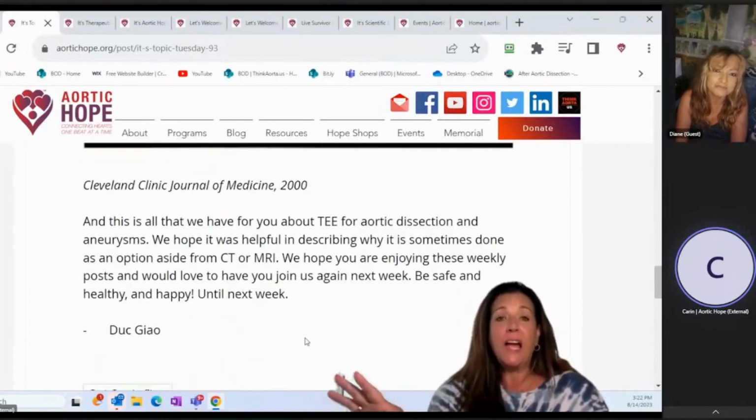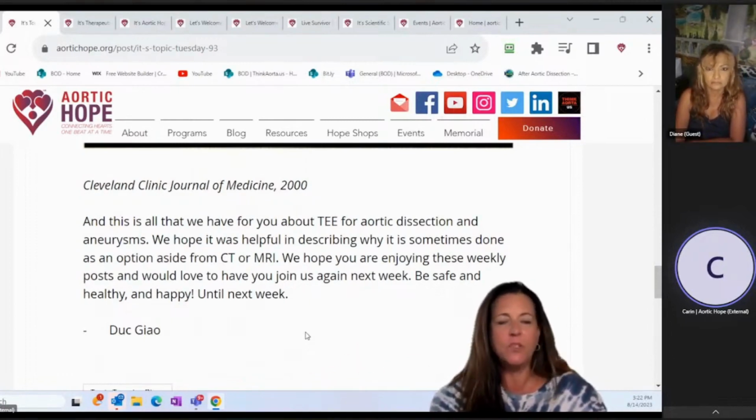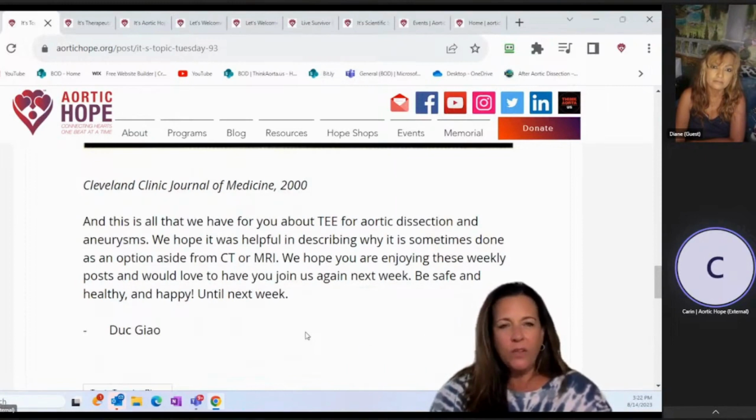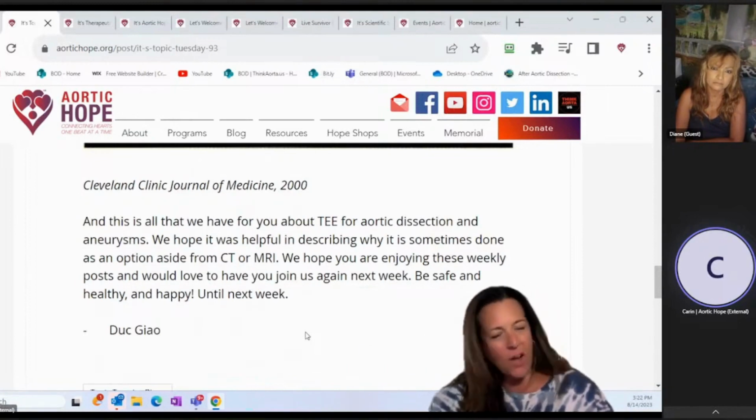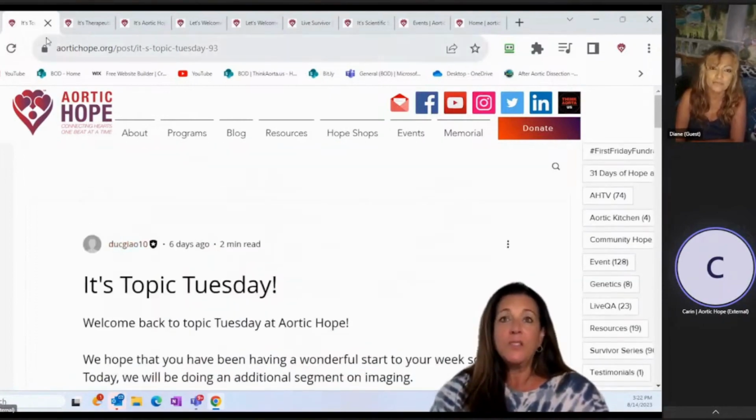That's all he had for the TEE and aortic dissections and aneurysms. Hoping it's helpful in describing the wrap up of the last types of diagnostic tests that we typically see: an echo, a CT, MRI, or the TEE. And we've got one other exciting thing coming in this next week, and then it's all going to be about September, Aortic Disease Awareness Month. Lots of info coming. So that was our topic Tuesday.